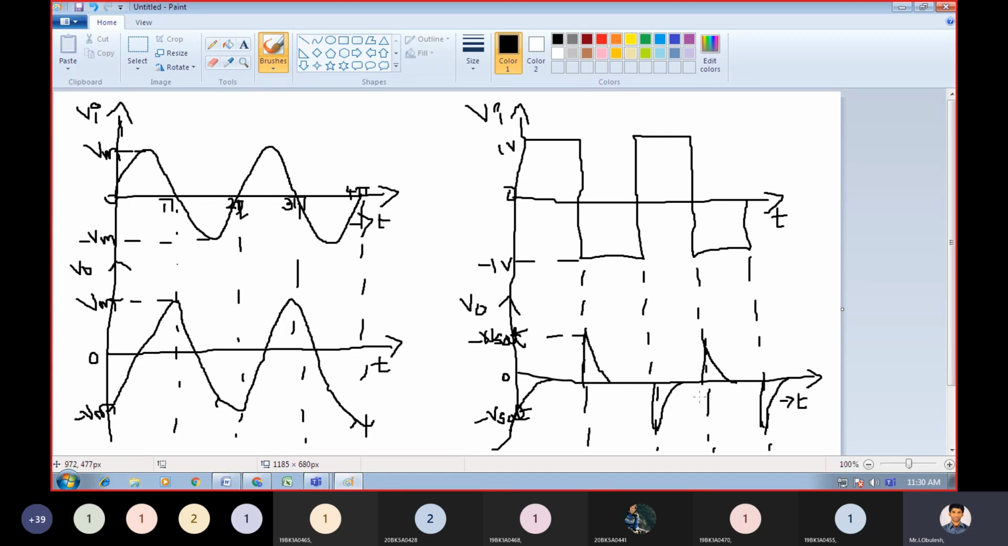So for a square wave input, the output waveform will consist of positive and negative spikes of magnitude V saturation, which is approximately plus 13 volts for a plus 15 volt op-amp power supply. If the op-amp power supply is 15 volts, the output magnitude V saturation is approximately plus or minus 13 volts.